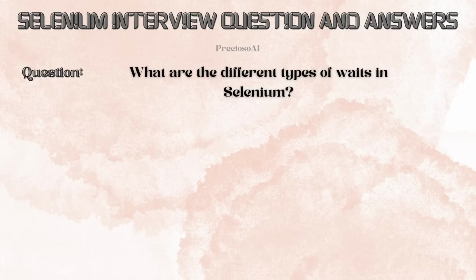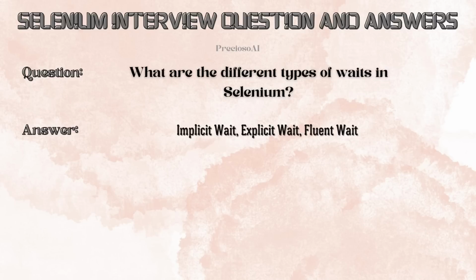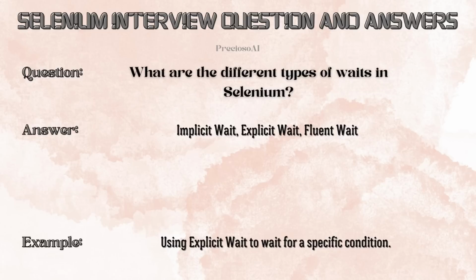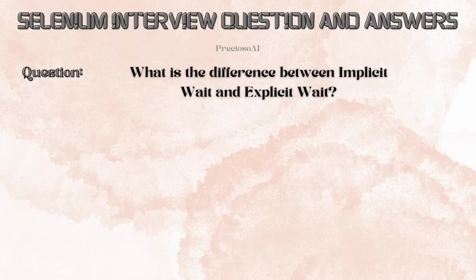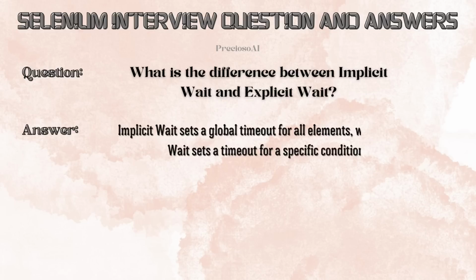Next question: what are the different types of waits in Selenium? And the answer is implicit wait, explicit wait, fluent wait, for example using explicit wait to wait for a specific condition.